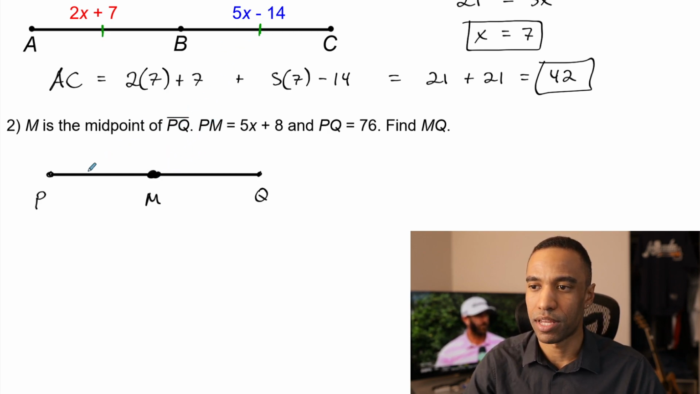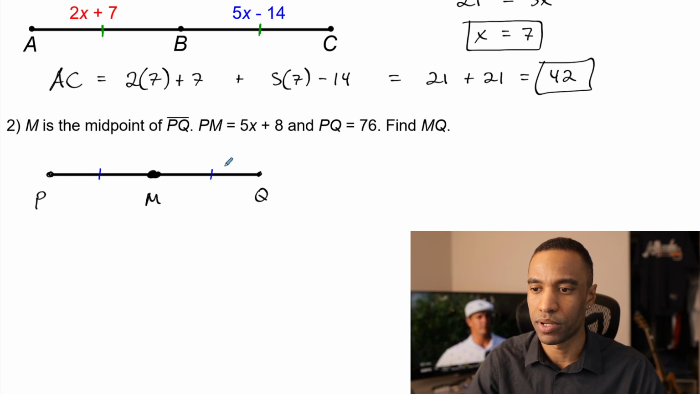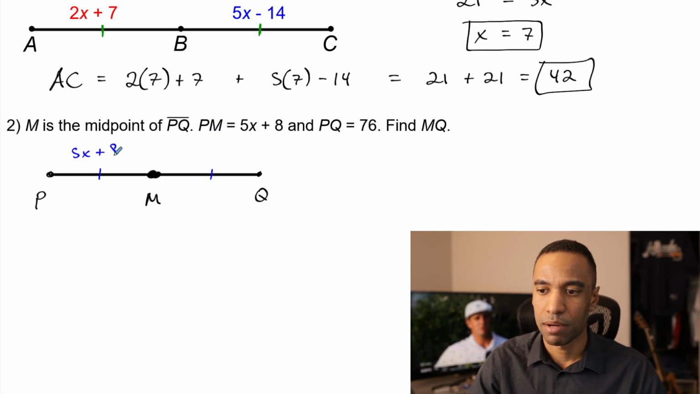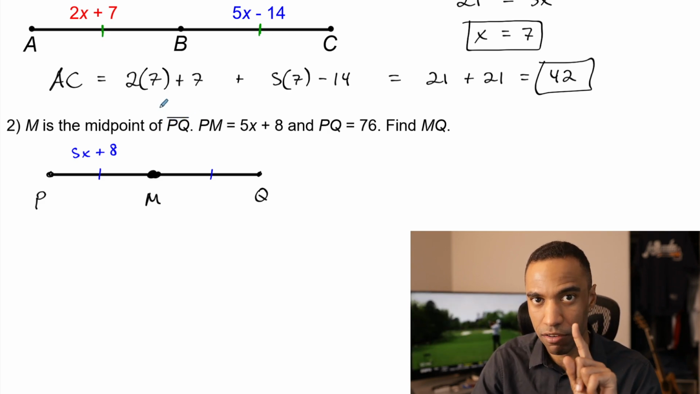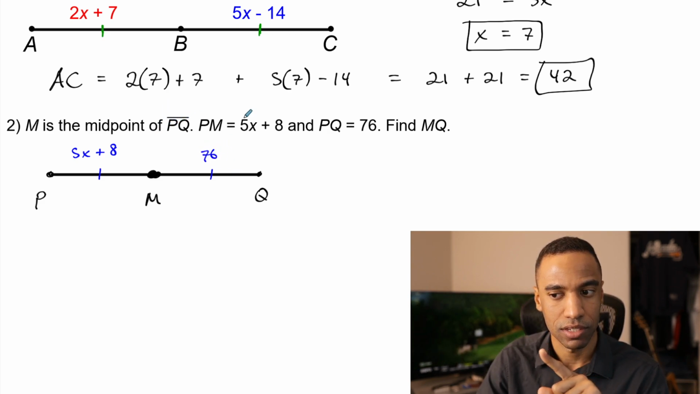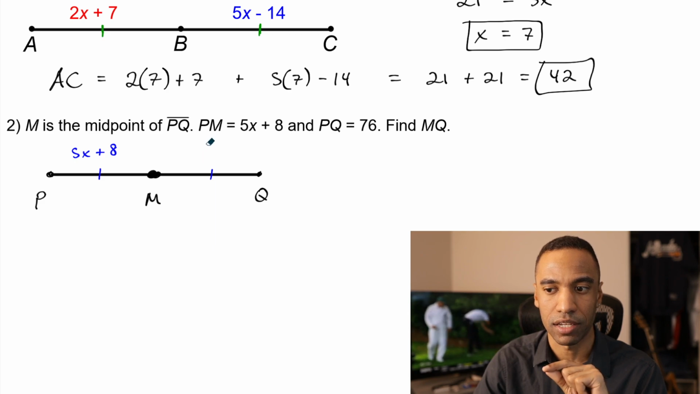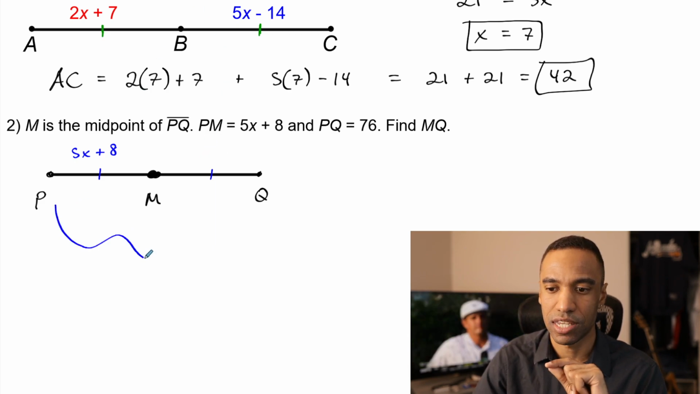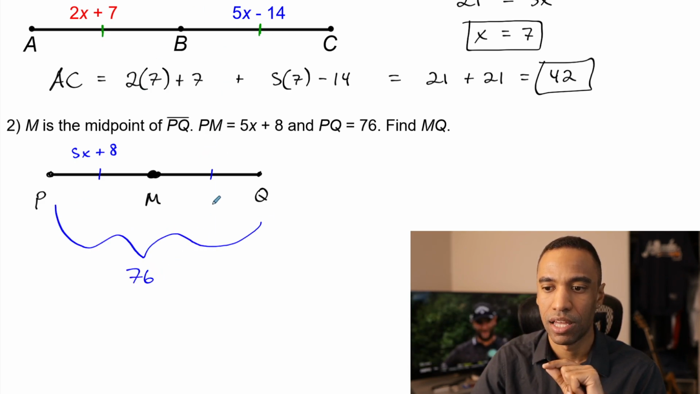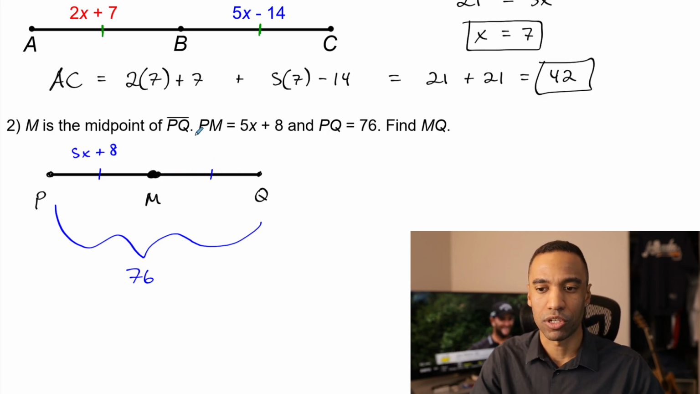Midpoint of segment PQ, that does mean once again these two parts are congruent. PM is 5x plus 8 and PQ is 76. Be careful, I just said PQ, it's not this. Not this, PQ is the entire thing. So PQ is 76, this whole thing. Let's find the length of MQ here in a bit.